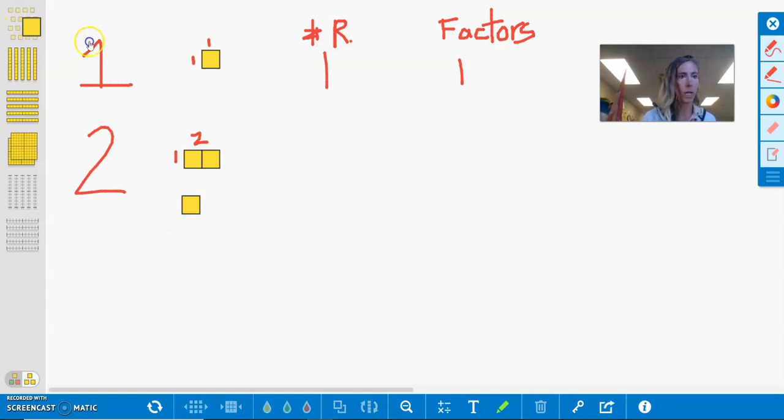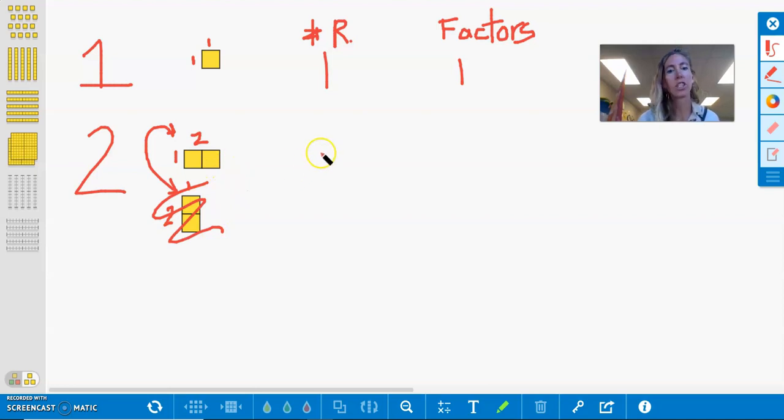Let's see. Well, I could go like this with 2 pieces, and that would be a 2 by 1. These factors are actually the same. Do you notice that? 1 and 2, 1 and 2. So these are the same thing. So this only counts as 1. So I'm going to say, okay, that's the same thing. That's just 1 rectangle. All I'm able to make is 1 rectangle.